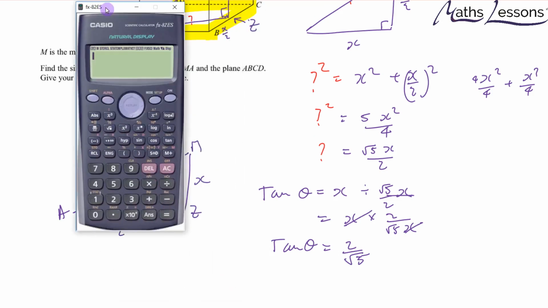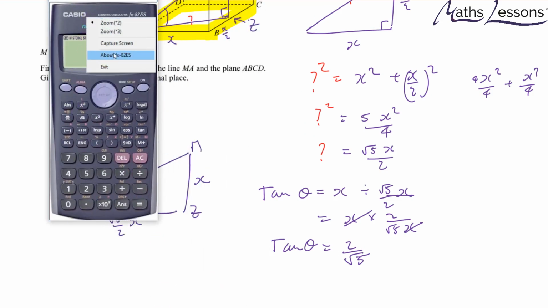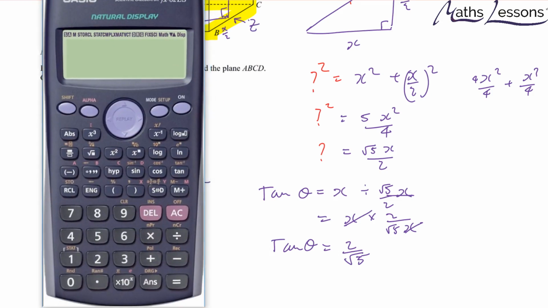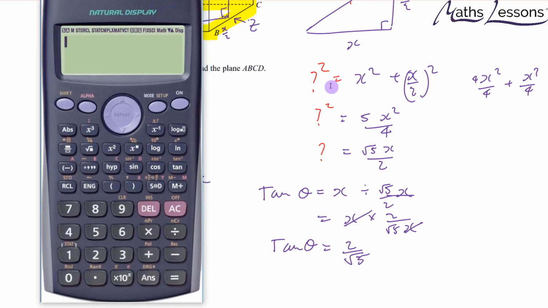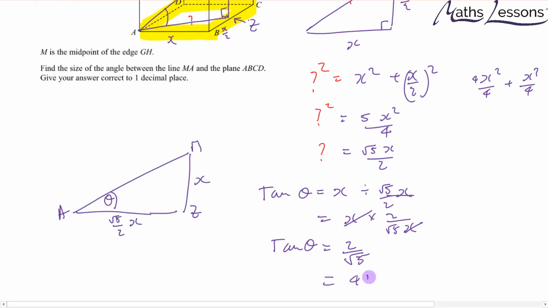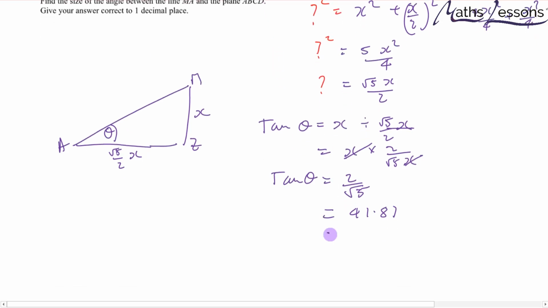This is where we reach for our calculator. I'll grab my calculator and make it a bit bigger so it's nice and big on the screen. We do 2 divided by the square root of 5, then inverse tan of the answer, and I get 41.81 degrees. It says to 1 decimal place, so 41.8.